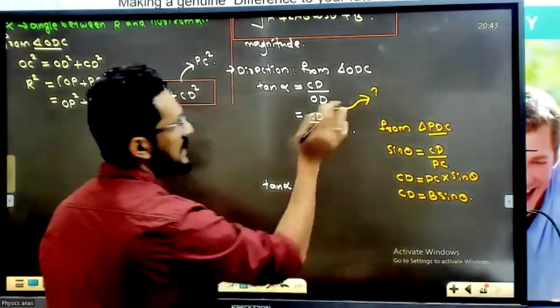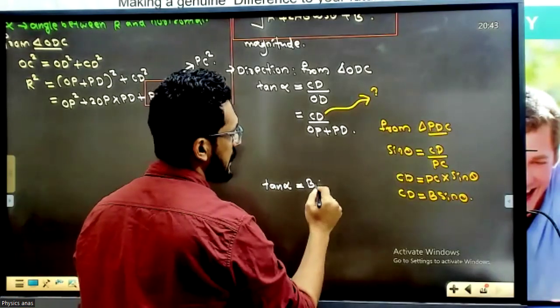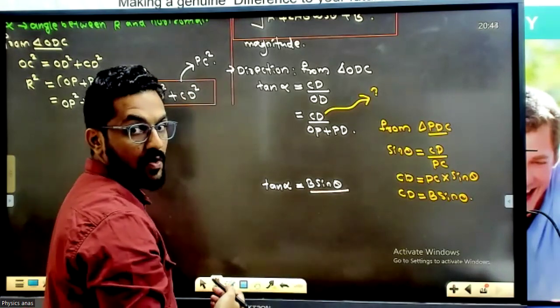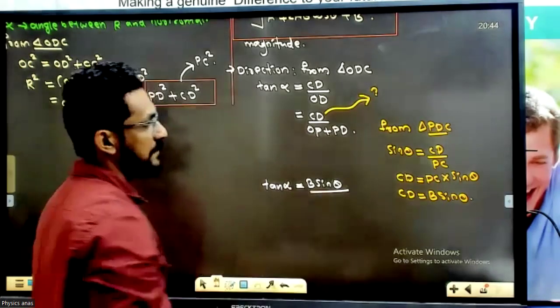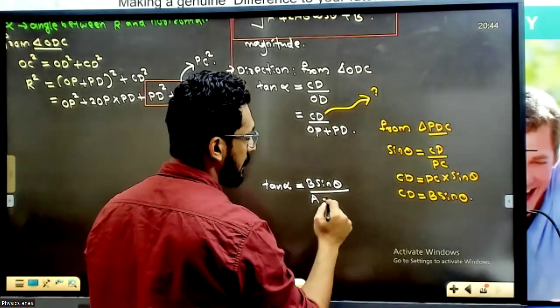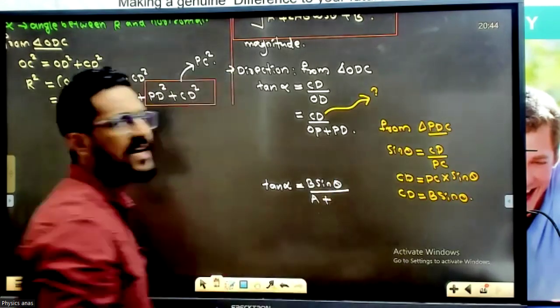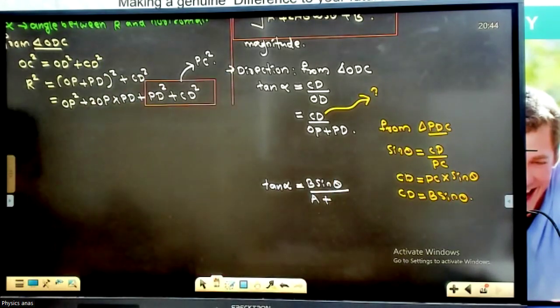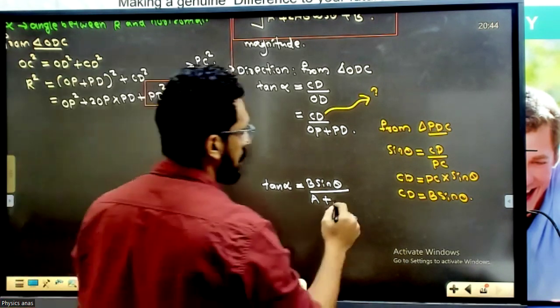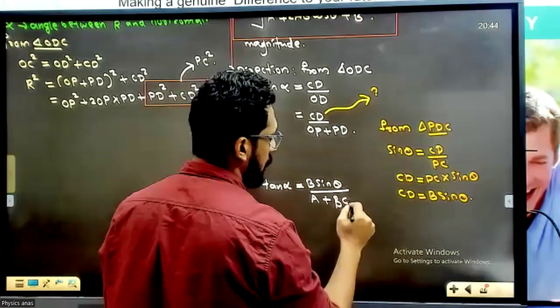What is the equation of tan alpha? Tan alpha is equal to CD. What is CD? CD is B sine theta divided by OP plus PD. Who is OP? A. A plus, PD is what? B cos theta. PD is B cos theta.